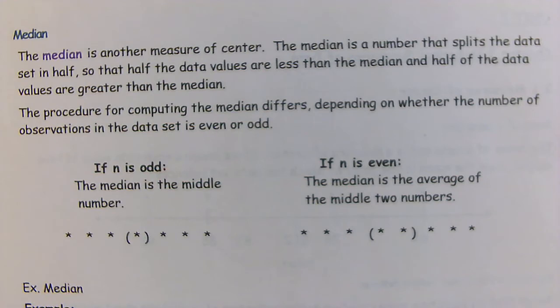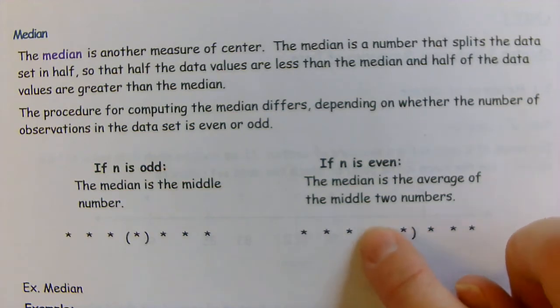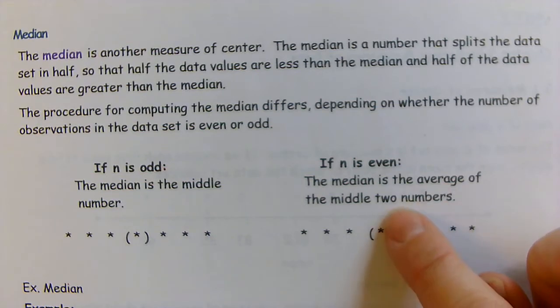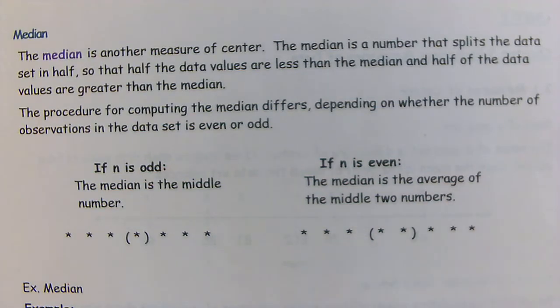The median is another measure of center. It's the number that splits the data in half. So it's the one in the middle. You have to line them up in order from least to greatest, and then it is the middle of the data. If you have an odd number of numbers, it's going to be exactly the one in the middle. If you have an even number of numbers, you're going to have 2 in the middle, so you have to add them up and divide by 2. The average of the two numbers is what's right in the middle.